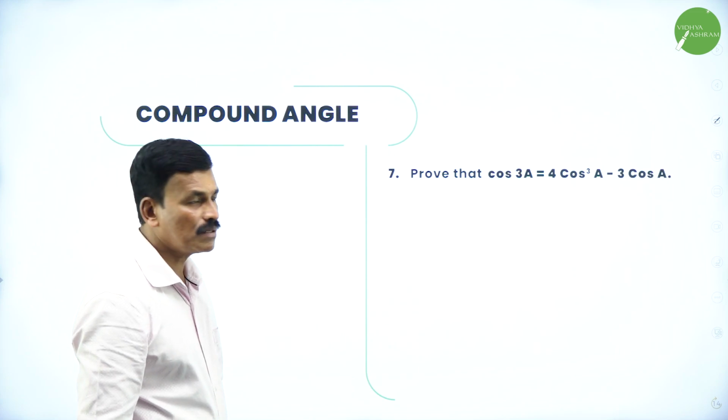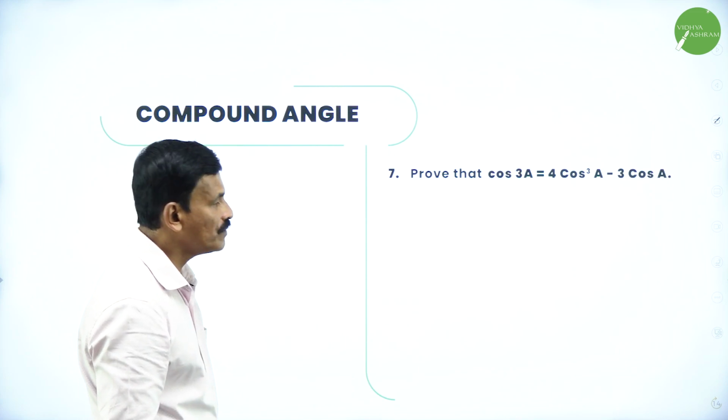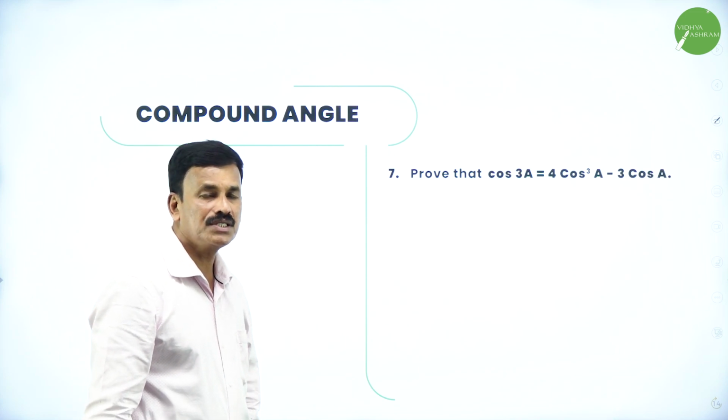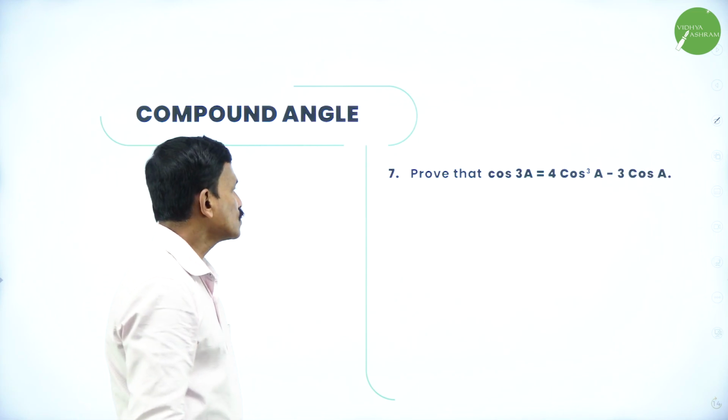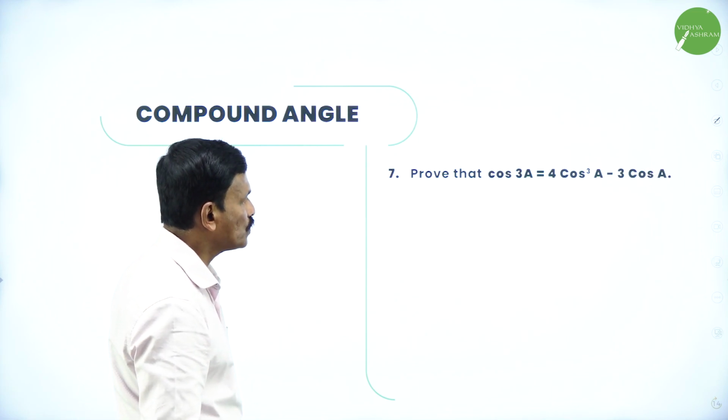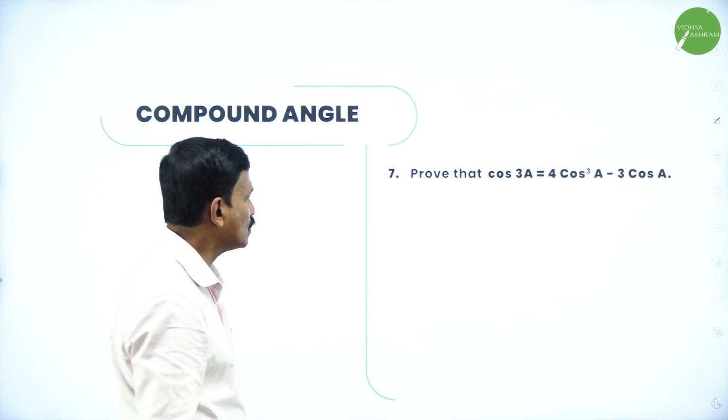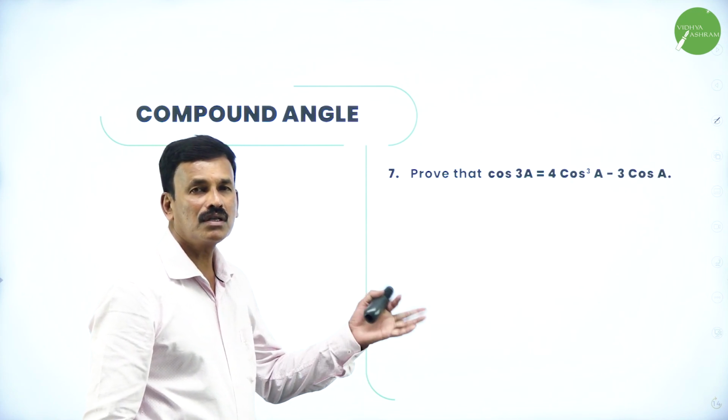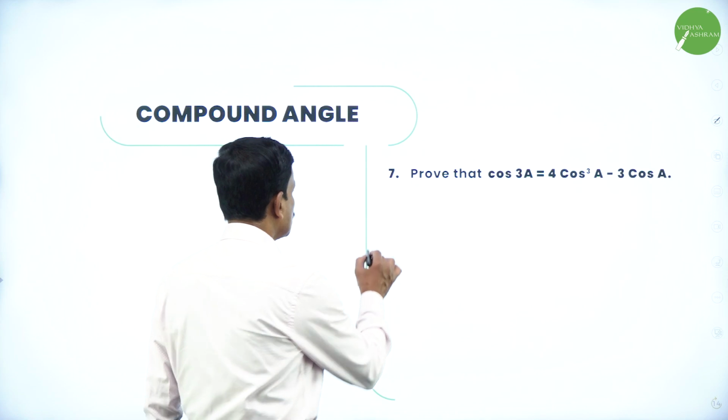So this is based on multiple angles. Prove that cos 3a... we have three problems like this: sin 3a, cos 3a and tan 3a. So prove that cos 3a is equal to 4 cos cube a minus 3 cos a. Now the intention is to convert all the terms to cos, that's it. Now let us take LHS.